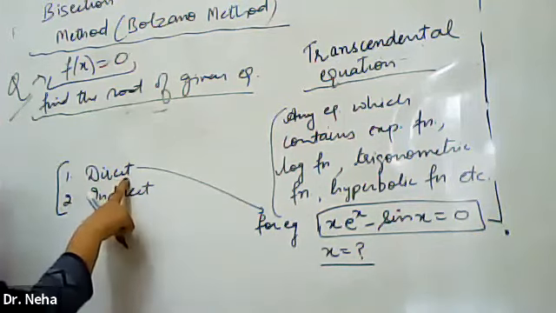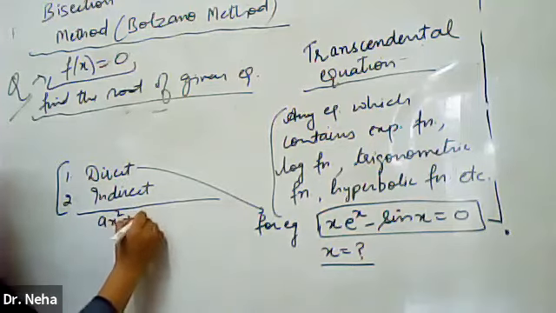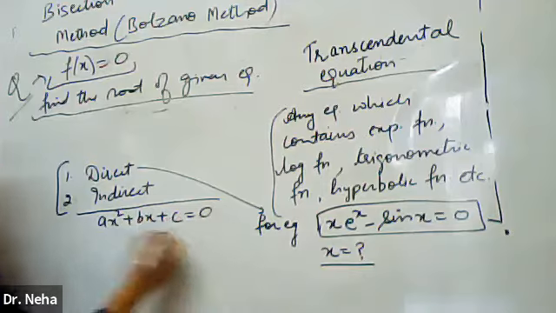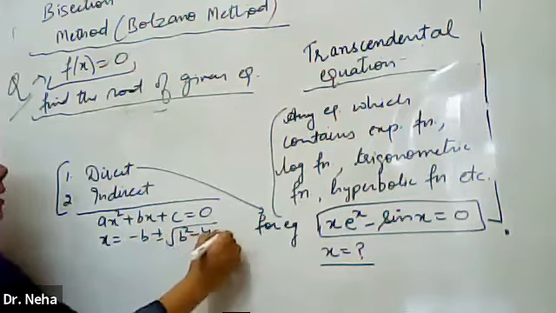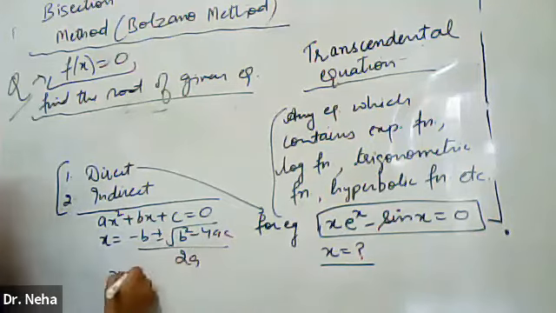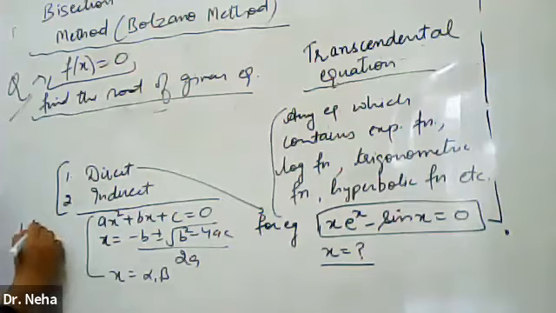I have given you one simple example of direct method. There is a quadratic ax square plus bx plus c equal to 0. When you apply the formula minus b plus minus square root of b square minus 4ac upon 2a, you will get 2 values of x, alpha and beta. That means there is a single formula. You will apply the formula only once, and you will get your solution. Clear? A single formula, one formula, one time.